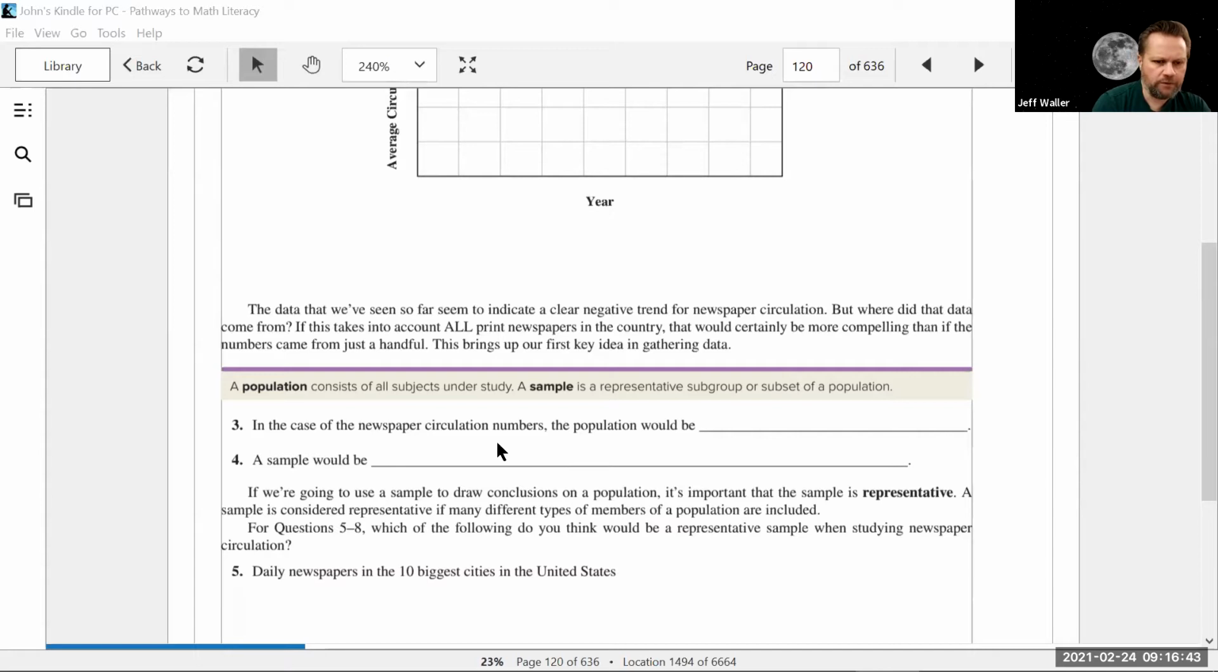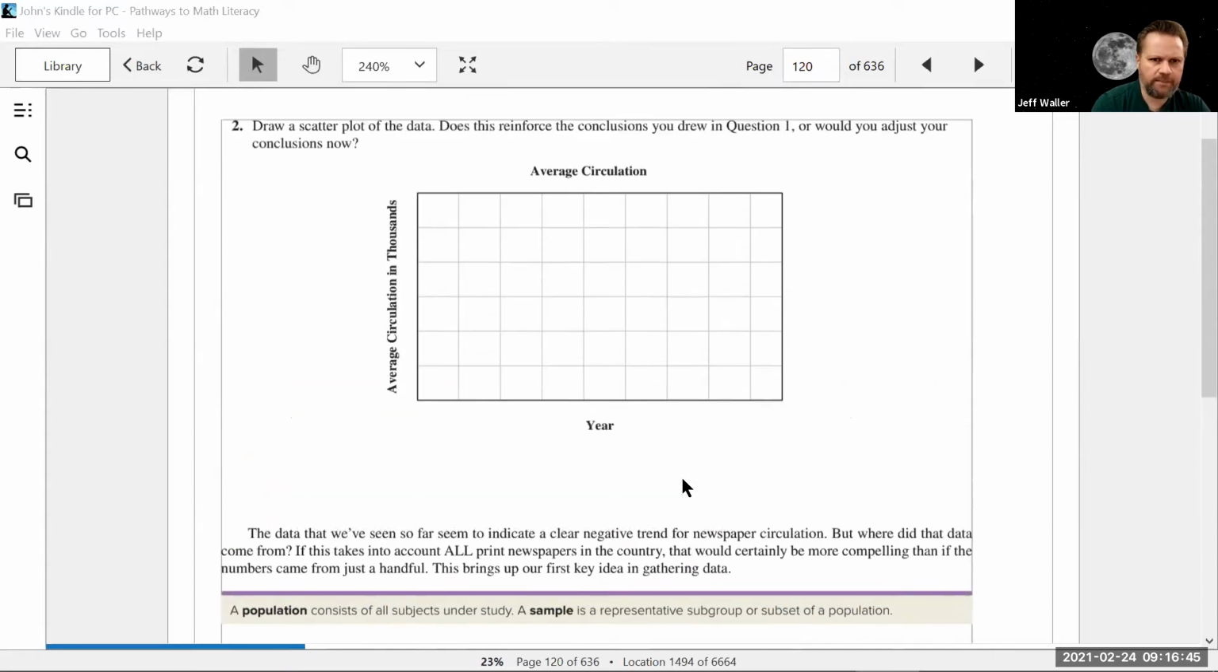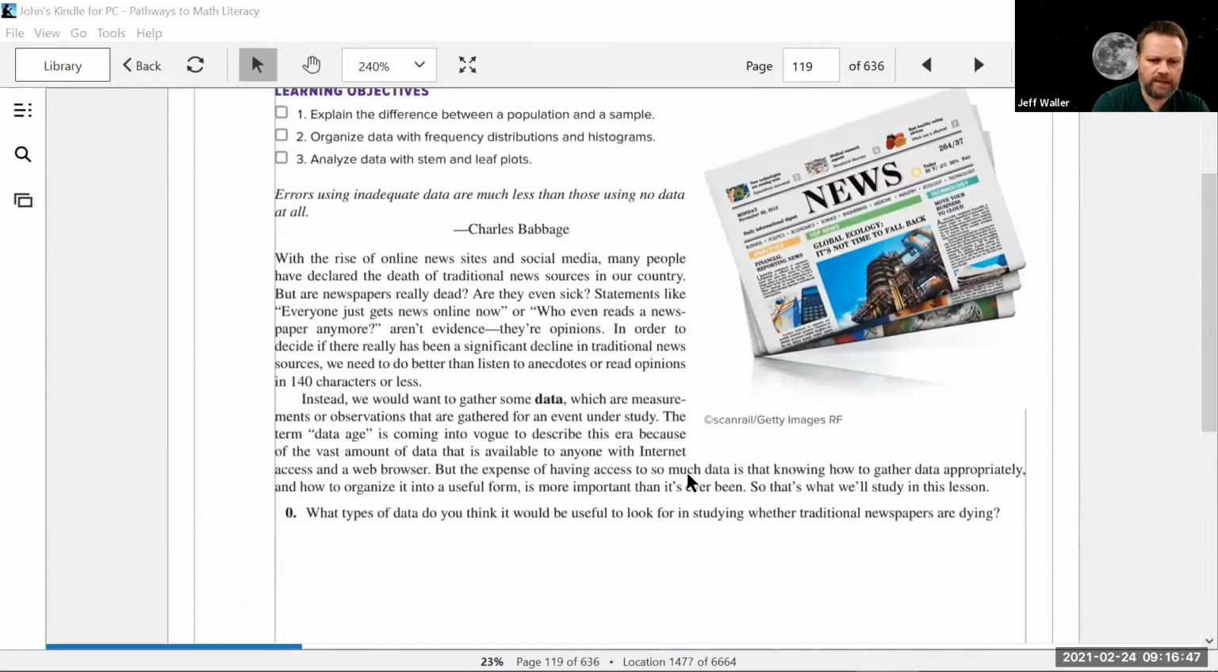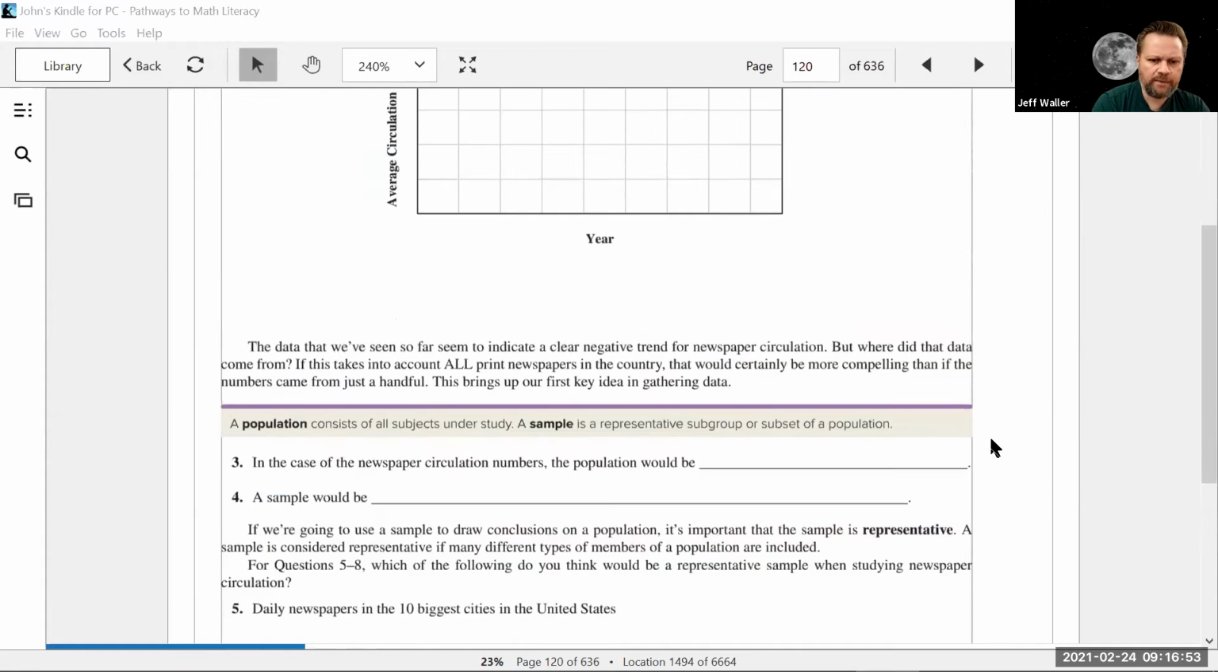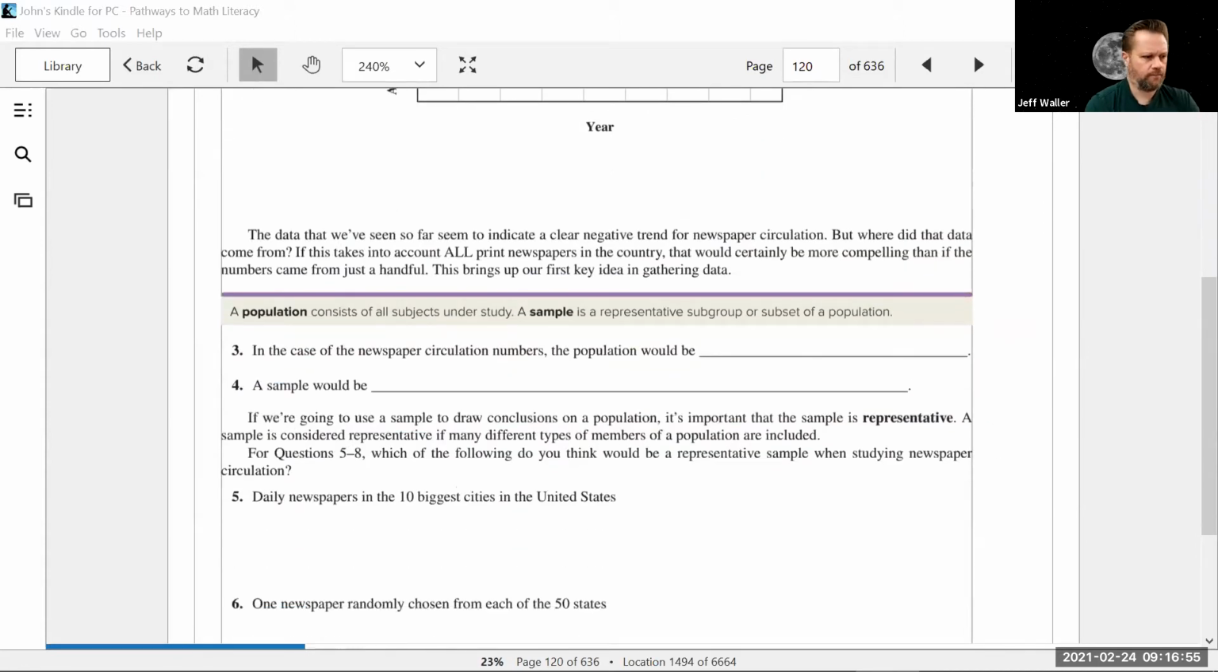In the case of the newspaper circulation numbers, what's the population? So let's go back up here. Average daily circulation for newspapers in America. So what's the population for that? What would the population be for where they got that data from? All the newspapers. Yeah, just all American newspapers. All right, so it's all about American newspapers.